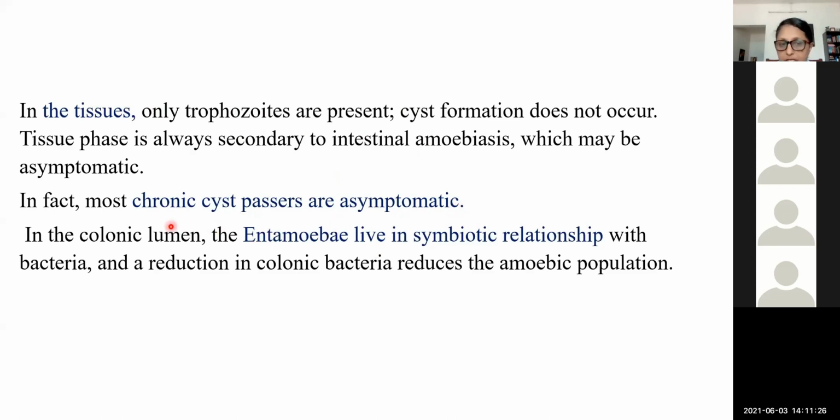Then one important point is that in the colonic lumen, this Amoeba lives in a symbiotic relationship with bacteria. It is attached to the bacteria and living in relationship with them. So if you kill the bacteria, that can also kill the Amoeba. That is one important point of the life history.